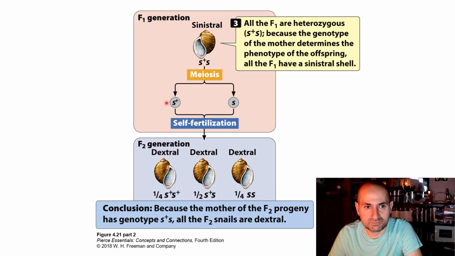And here's what happens. You have offspring, but guess what? All of the offspring are dextral. Now look at this. A quarter of the offspring are S+ S+. That makes sense that they're dextral, right? Because S+ is dominant and codes for dextral. The heterozygotes are also dextral because S+ is dominant and it codes for dextral.